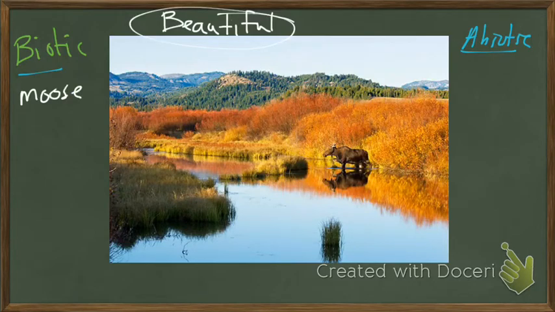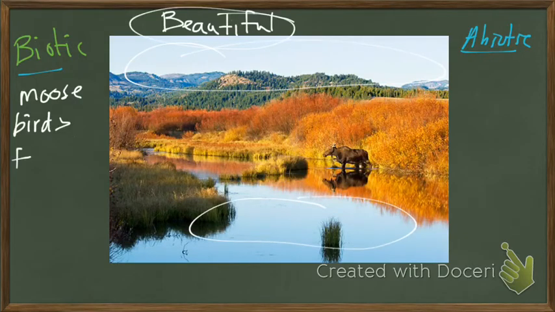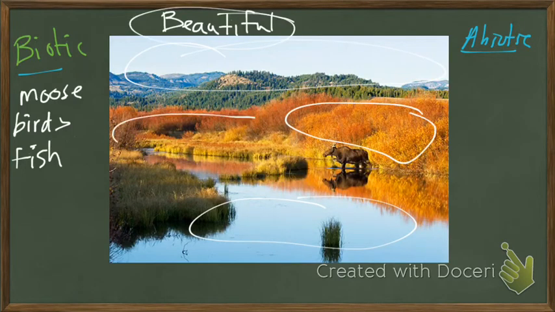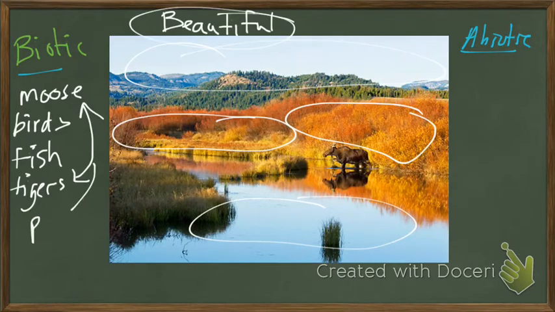Now, I don't really see any other animals, but I can assume in this area, especially up here, there's probably going to be some birds. In the water, there's probably going to be some fish. Maybe in this high grass area, maybe there's some tigers. Probably isn't, but who knows? There could be. Now, between all of these, especially tigers and the moose, there's going to be some predation. Okay, that looks really poor, so I'm going to write it again.